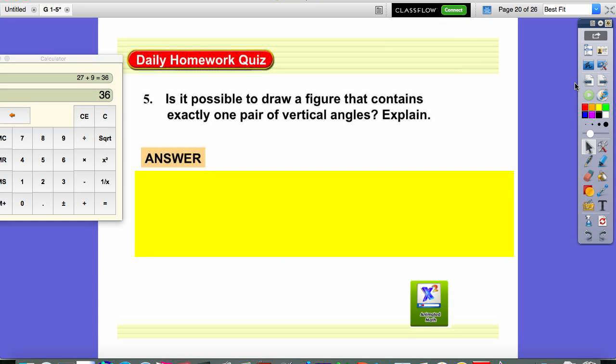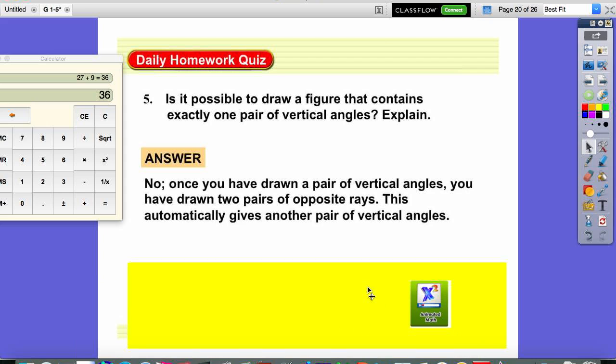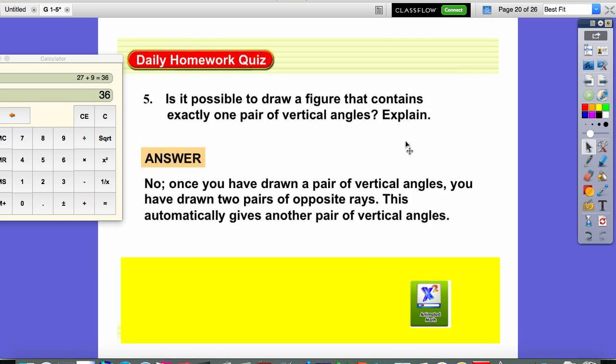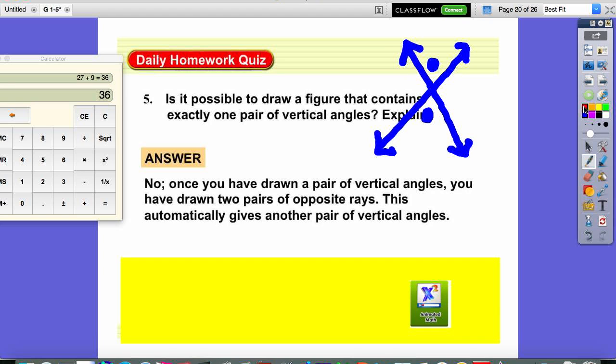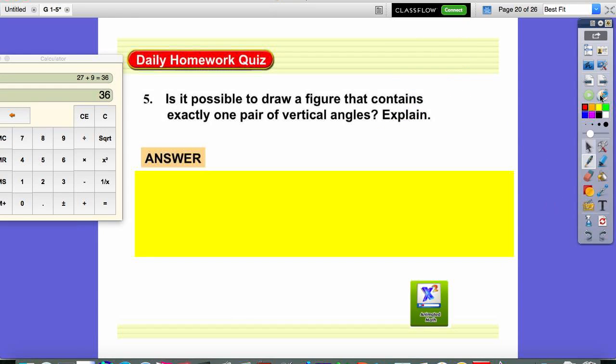Is it possible to draw a figure that contains exactly one pair of vertical angles? So no, because, okay, once you draw a pair of vertical angles, you have drawn two pairs of opposite rays. This automatically gives the other pair, another pair of vertical angles. If I draw this, once these are vertical angles, then by default, I also have this other set of vertical angles. If I draw two lines that intersect, I'm actually always going to create two pairs of vertical angles.